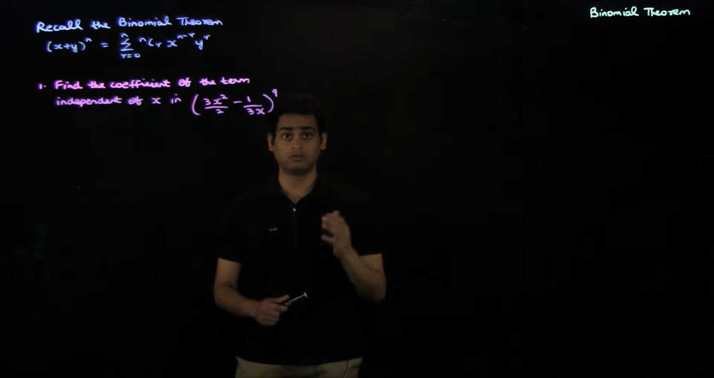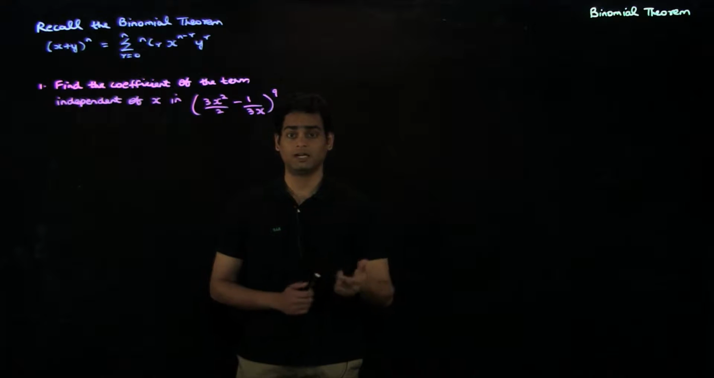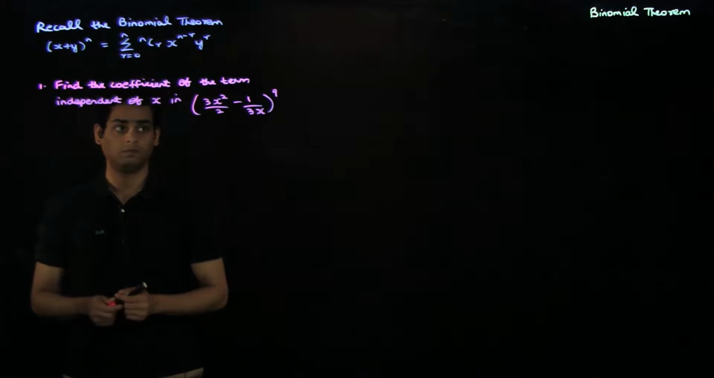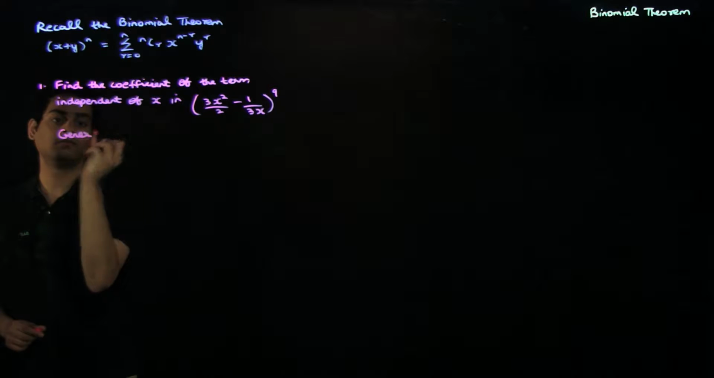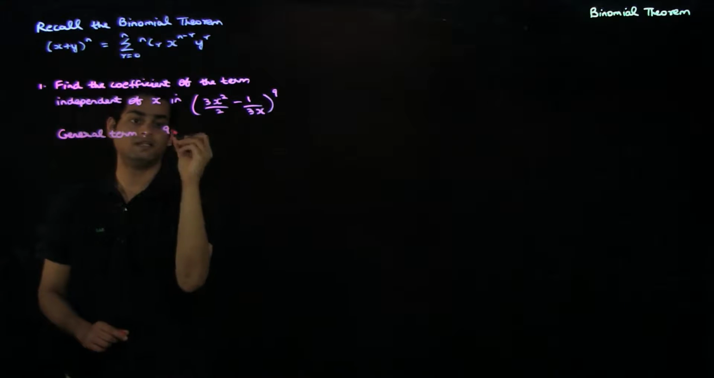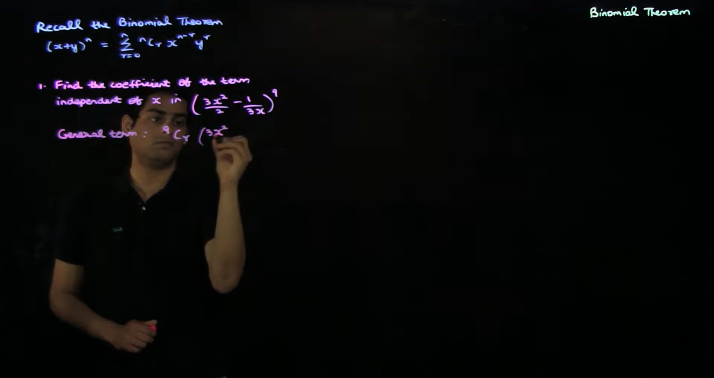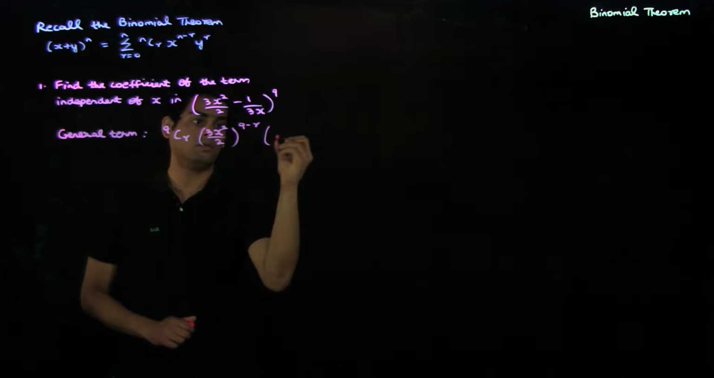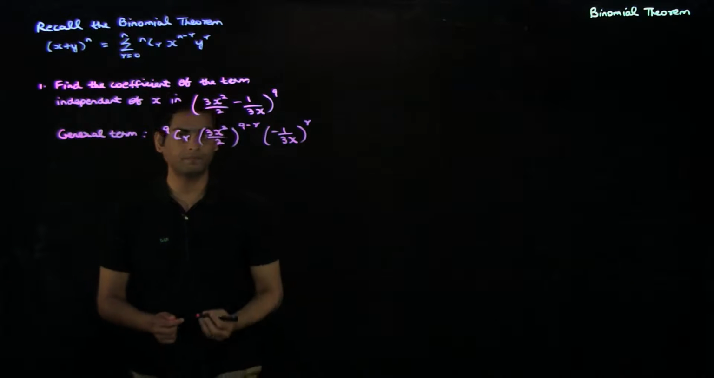So once again, to solve such a kind of problem, you want to first write out the general term in the binomial expansion of the term given to you. And so a general term is given as 9cr (3x squared by 2) whole power 9 minus r times (minus 1 by 3x) power r.